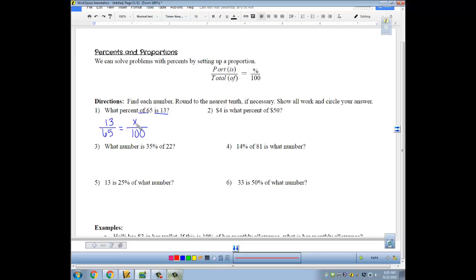So once you have this set up, cross multiply and divide. So 13 times 100 is 1300. Divide it by 65 to get 20. And they ask for a percent, so 20%.